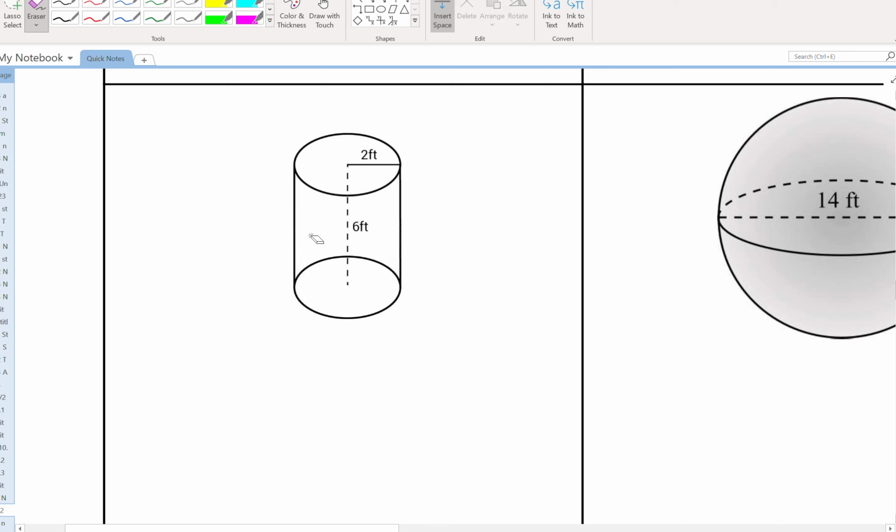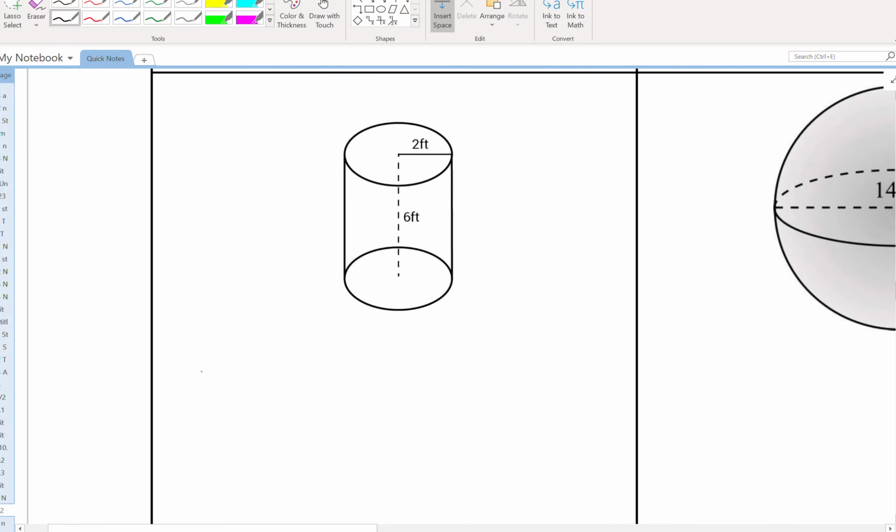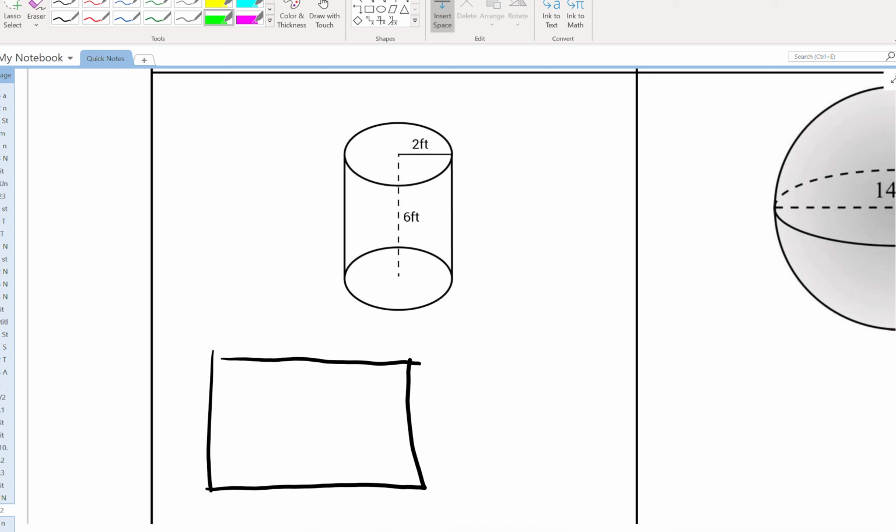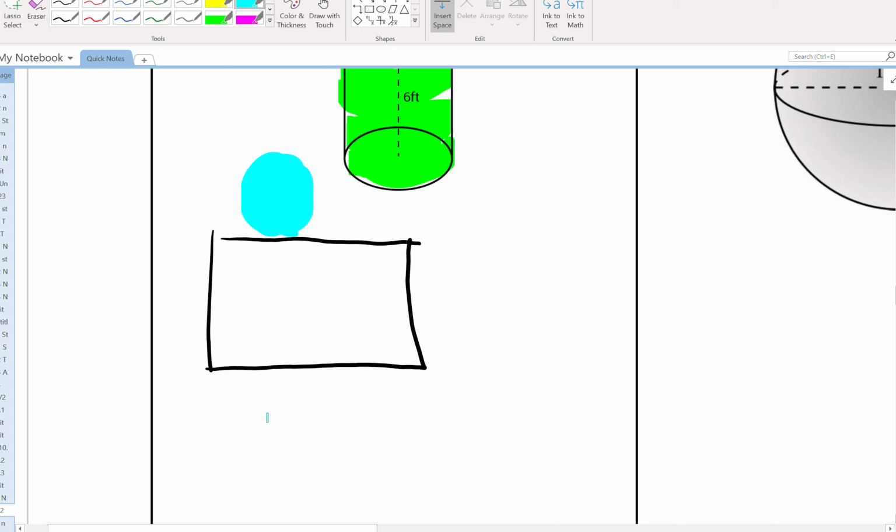So if you were to make what's called a net, kind of a pattern, like if you were to make this out of paper, let's say, then you have a rectangle that represents the sides, so this part right here, and then you have a circle that represents the top, but also the bottom. And so we're gonna have a circle, and then another circle, and then you have this, that's the side.